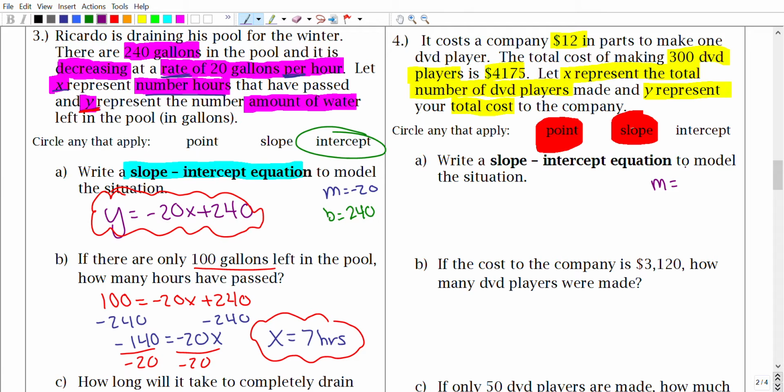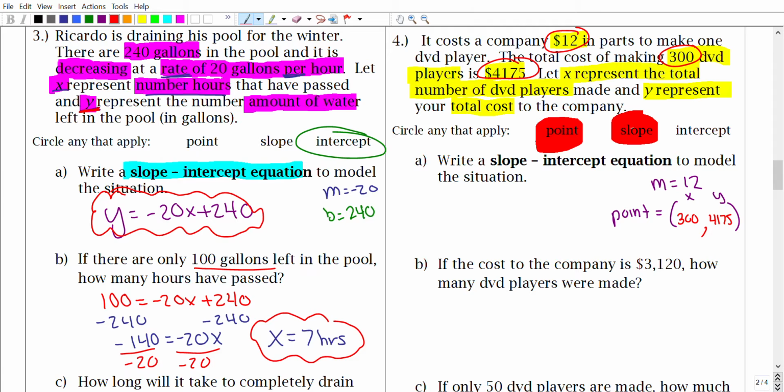So my m was 12, my point, remember, has to be (x, y). Okay, so what does x represent? X represents the DVD players, so this has to be 300, and y represents the cost, so this has to be 4,175. So again, guys, remember, there were exactly 3 numbers here, so the only scenario we have is that it's a point and a slope.